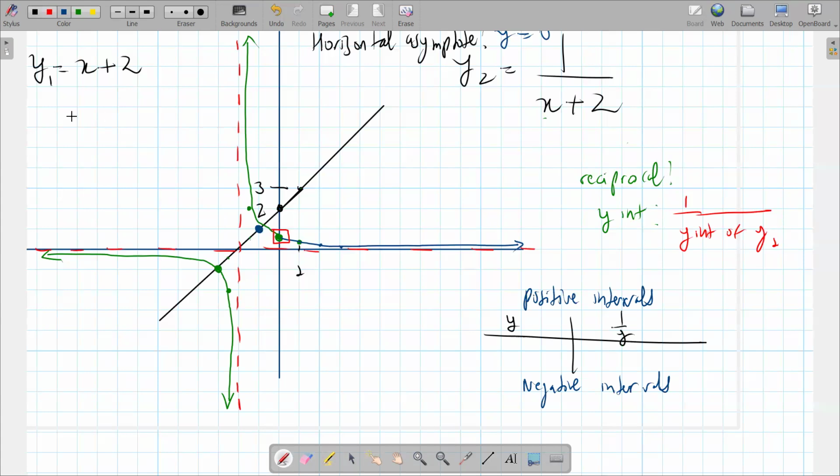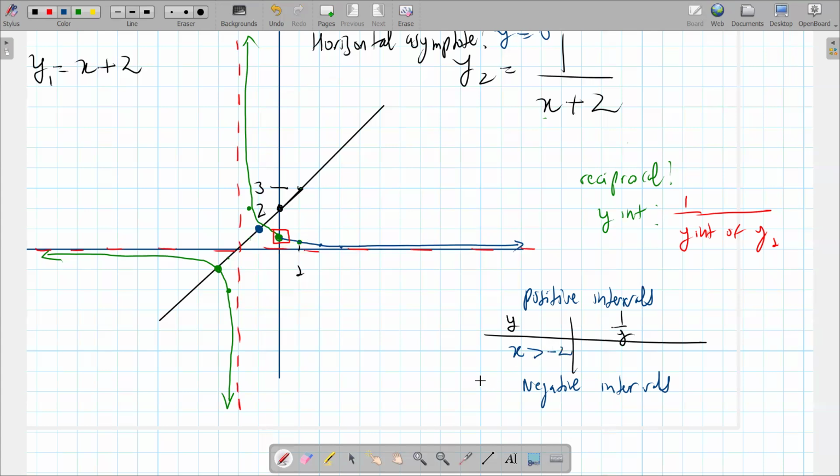So it's positive right here. You see here? That's the y value 0, so it's positive to the right of this point. So that point is x equals -2. That was the asymptote, right? So that means the positive interval is when x is greater than -2.